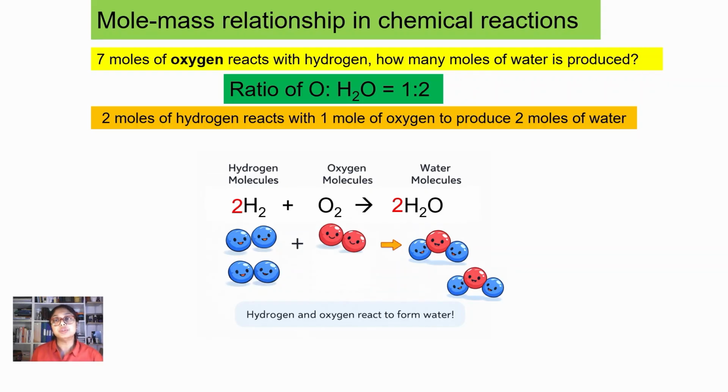Next, we are moving forward. We are working with oxygen now. If 7 moles of oxygen is used to react with hydrogen, how many moles of water is produced? Tell me what is the ratio here for oxygen to water? From the balanced equation, we can say 1 to 2. In the chemical equation, we have an unwritten 1 in front of oxygen, no number, so that is why it means 1. Water has got 2 in front of it, so 2. The ratio is 1:2. Simple.